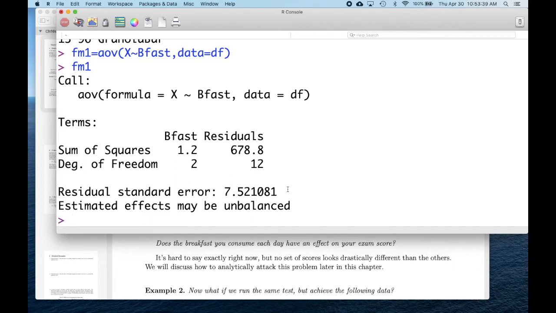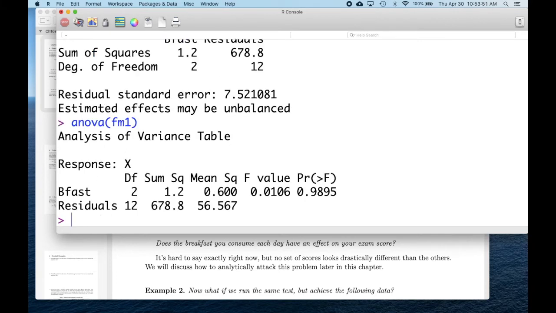Residual standard error is a chapter 15 thing. We totally glossed over that. Don't worry about it. But what I really want to do is run an ANOVA on this formula. So I'm going to take ANOVA times our formula FM1. We got our F value and our P value, which are values that I previously reported to you. And these other values now are easier to explain.